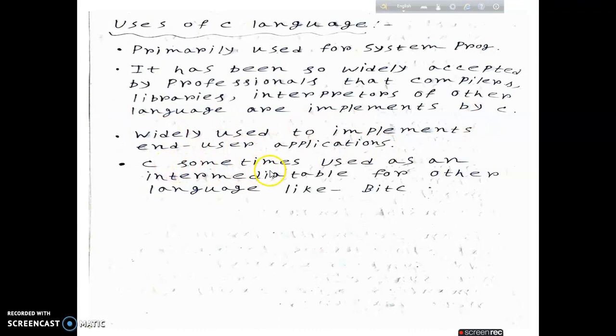C is sometimes used as an intermediate for other languages like Bit C. So what I am trying to say is that we can use C as an intermediate for different types of languages, like Bit C.